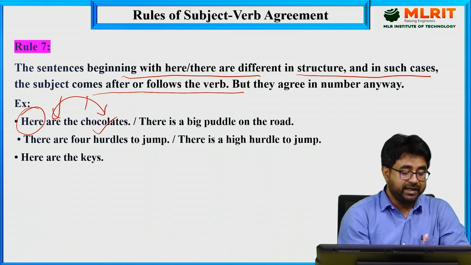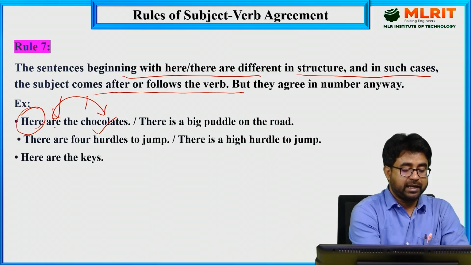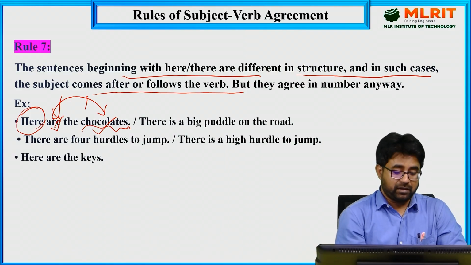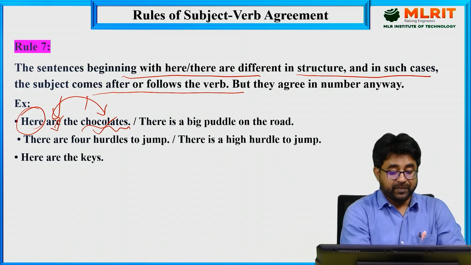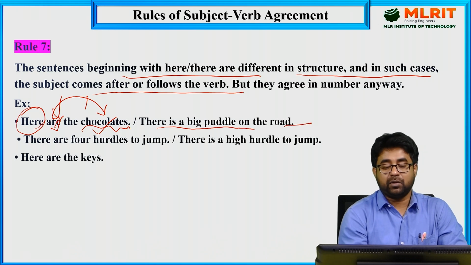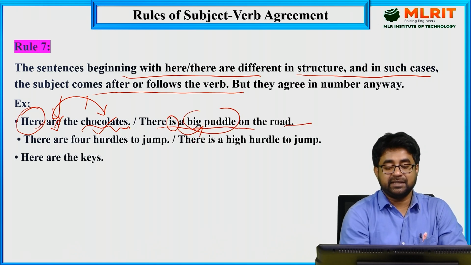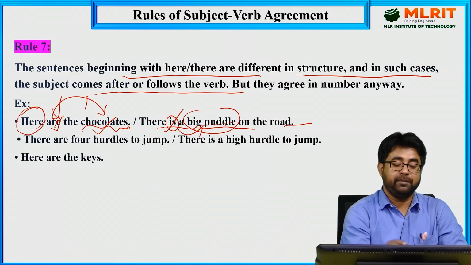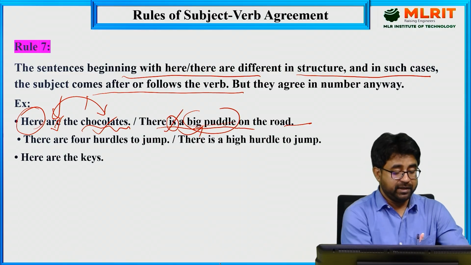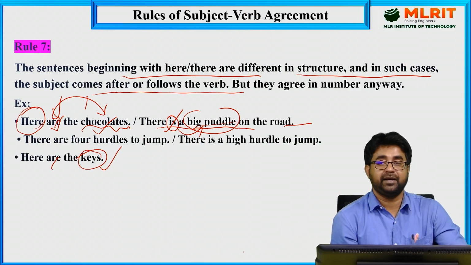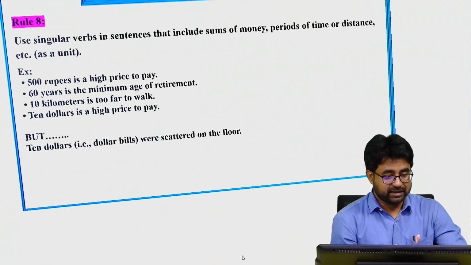See, here are the chocolates. Why am I using "are"? Because the subject, the chocolates, is plural. There is a big puddle on the road. Now here I am using "is." Why? Because the subject is a big puddle, which is singular, and that's why I am using "is" here. Here are the keys. Keys are plural, and that's why I am using a plural verb here. Fine. Now let's see the next rule.